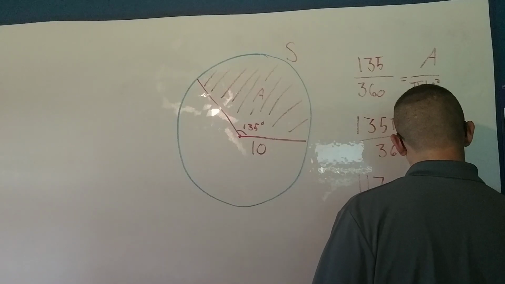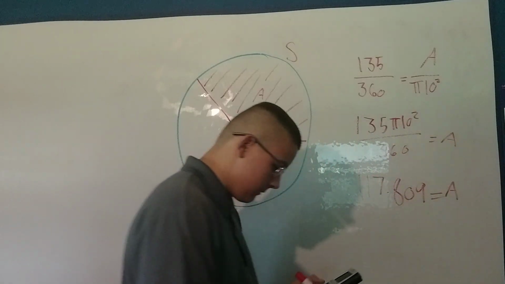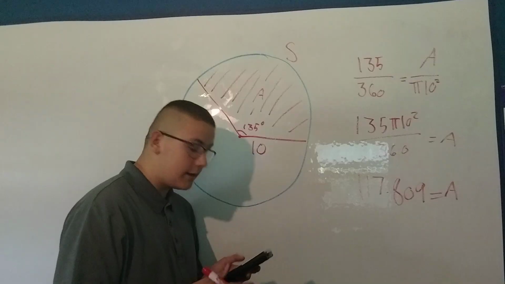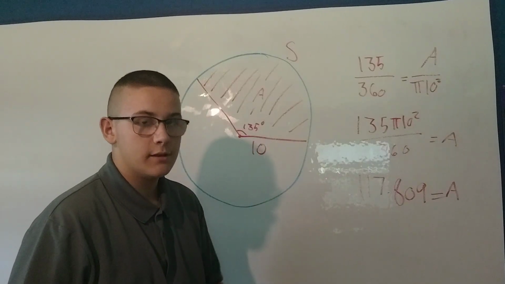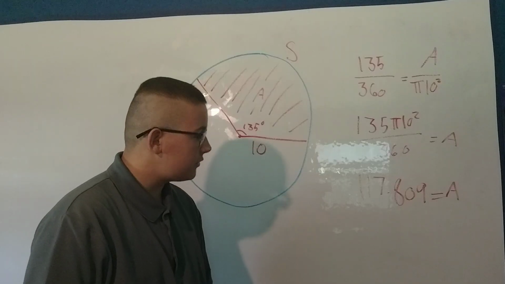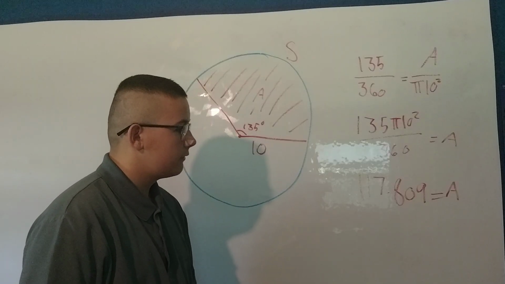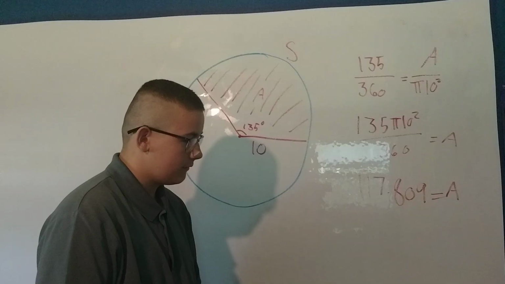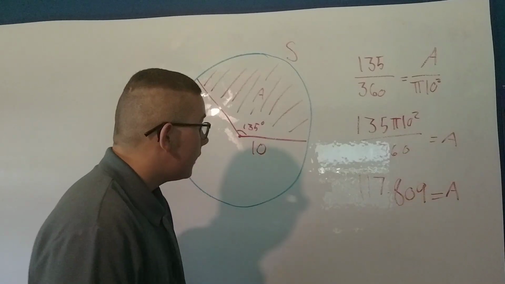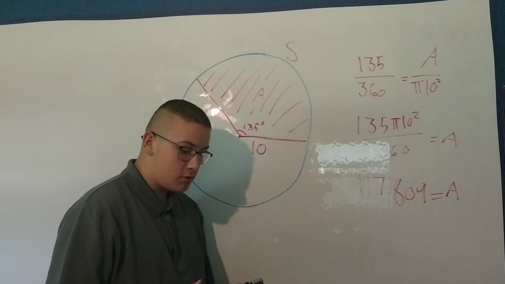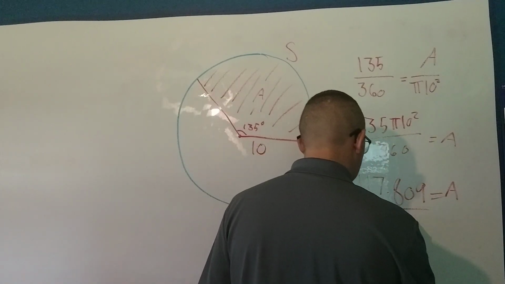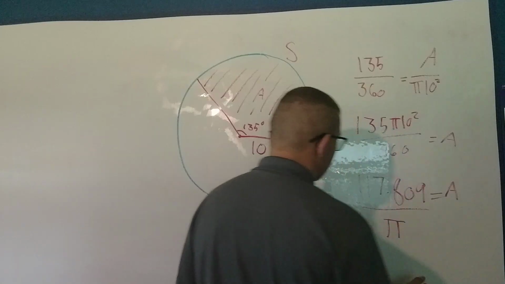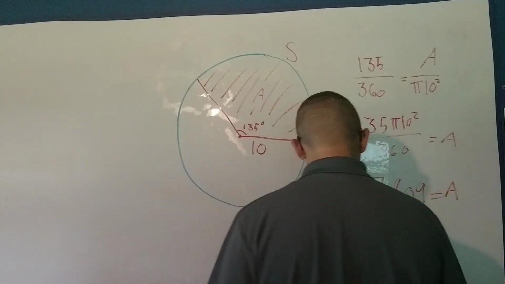117.809 equals the area. And if your teacher wants this in terms of pi, you can just divide out pi.